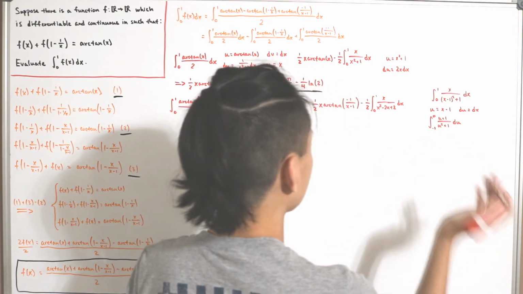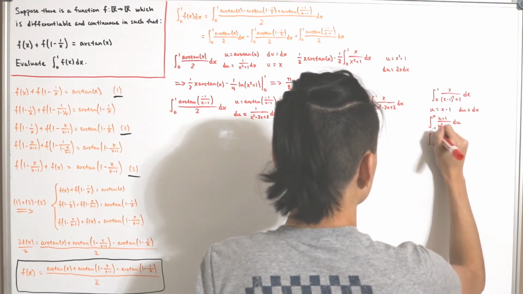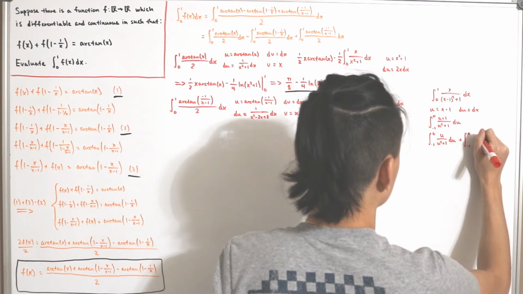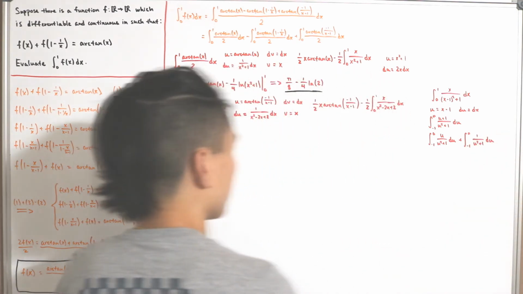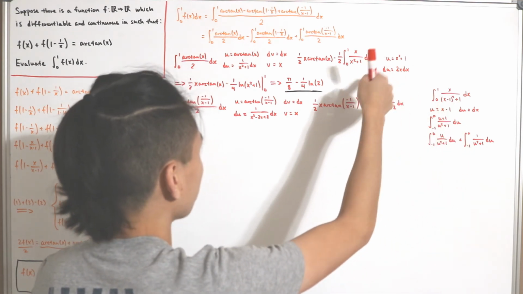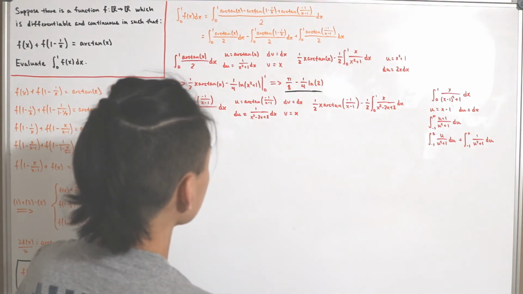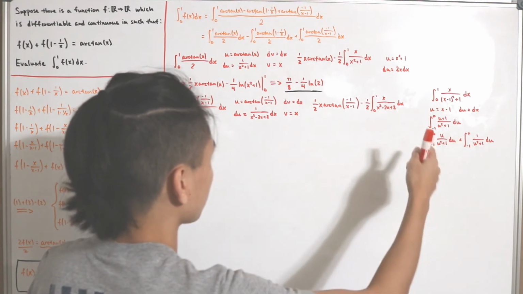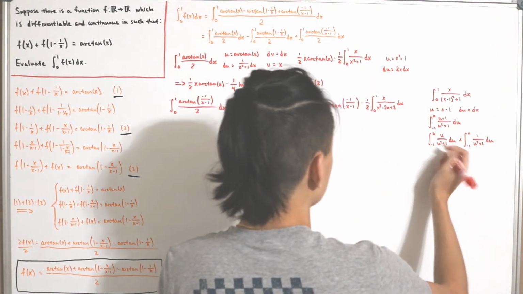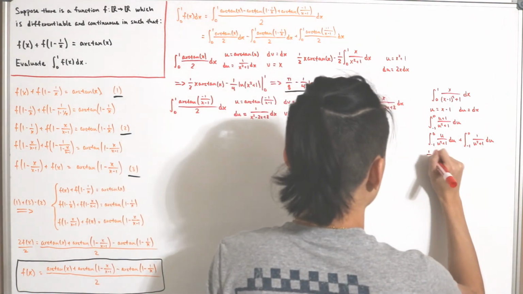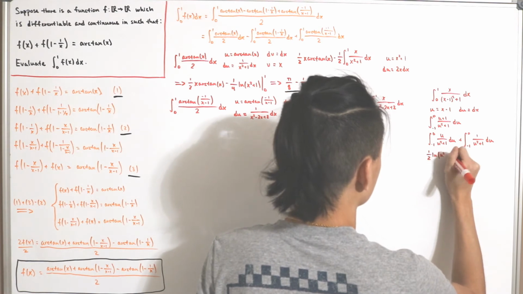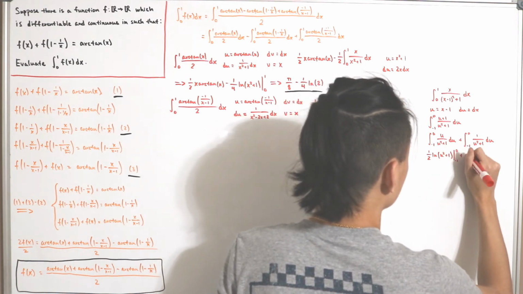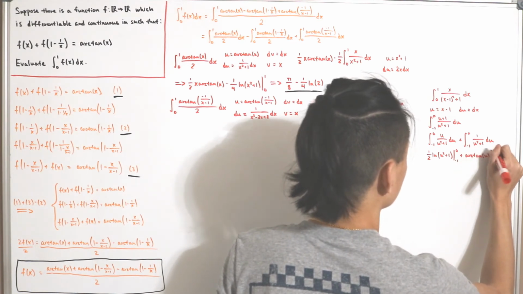And then using linearity again, we can decompose the fraction into two integrals. So we have the integral from -1 to 0 of u divided by u squared plus 1 du, and then plus the integral from -1 to 0 of 1 over u squared plus 1 du. And that's not hard to show, because we already showed that this is simply 1/2 ln of u squared plus 1, and then plus arctangent of u, from 0 to -1.